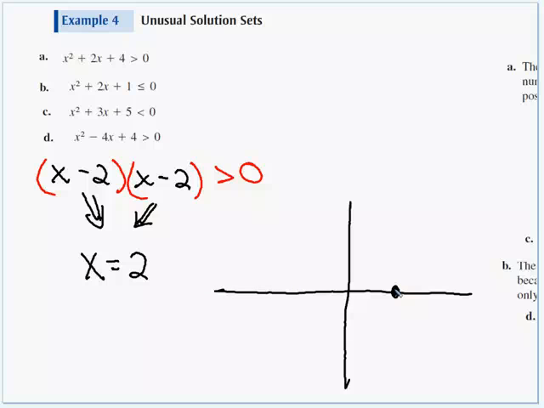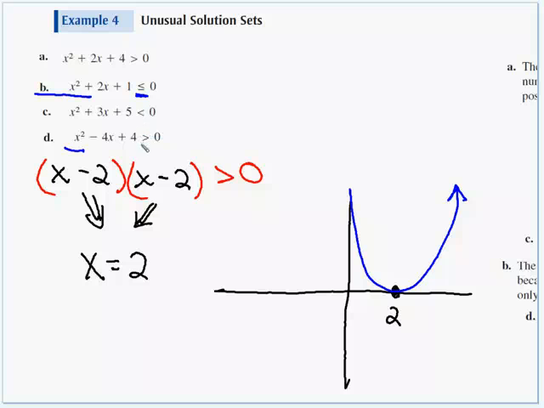So here is our x value of 2. We are sure that this is an x squared. It is a parabola opening up. And this says greater than 0. So now that's the key here. In the earlier one, back up to letter B, if you look up in your notes, it was less than or equal to 0.